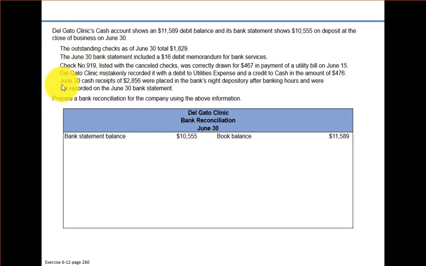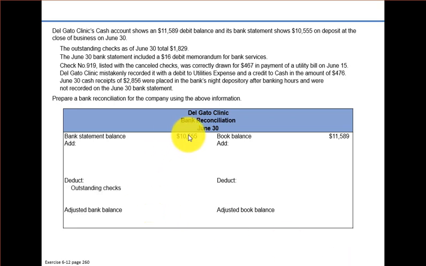Now for each of these separate transactions, we'll have to decide who doesn't know about the situation and add or subtract it. Outstanding checks are something that the bank doesn't know about, right? Because they haven't cleared the bank. And so therefore, they're going to be subtracted from the bank side.